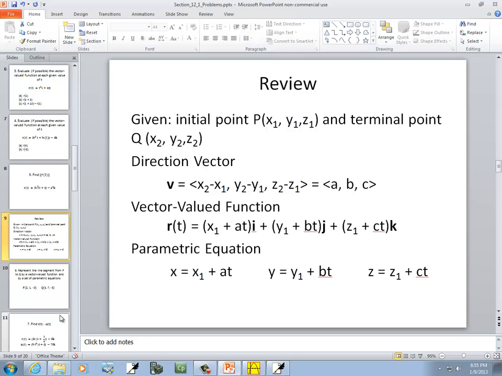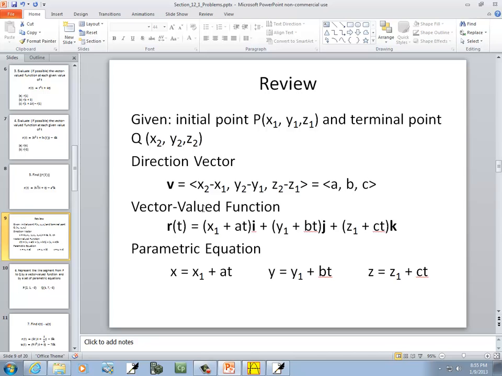Now to review a little bit, and then we're going to apply this to our vector valued functions. Remember, if you got an initial point, P, with x sub 1, y sub 1, z sub 1, and terminal point is Q, x sub 2, y sub 2, and z sub 2. Define our direction vector v as we take our terminal pieces, the x2, y2, and z2, and we subtract the initial, x1, y1, and z1. And that gives us a vector, and we label this as a, b, c.